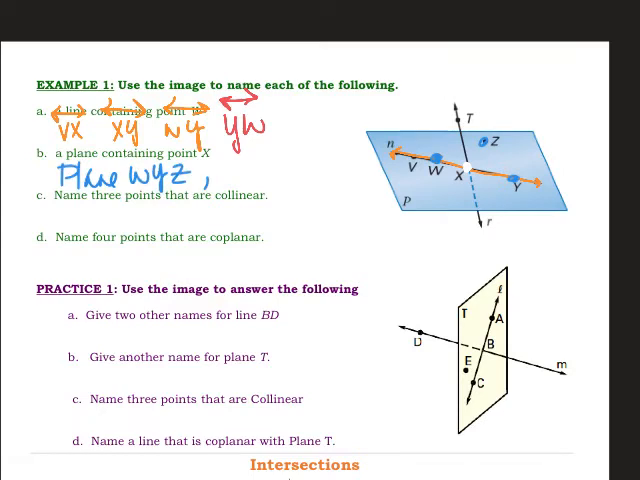There's many different names we can give here. One more name using 3 points. Jojo, what do you think? Give me 3 points in this rectangle.